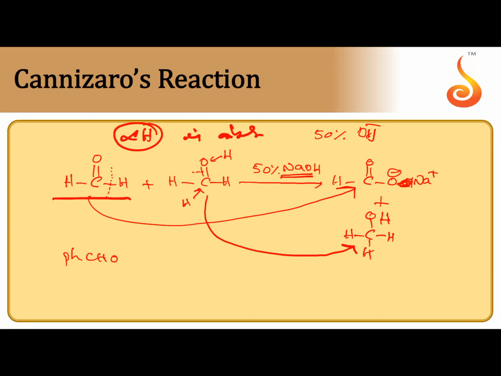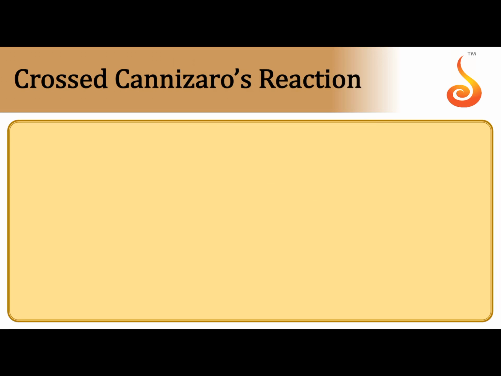Other examples: benzaldehyde also undergoes the Cannizzaro reaction. Crossed Cannizzaro reaction: when two different aldehydes without alpha hydrogen are used, such a Cannizzaro reaction is called crossed Cannizzaro reaction. Let us take formaldehyde and benzaldehyde. Formaldehyde and benzaldehyde, when they are treated with concentrated potassium hydroxide, suppose 50% KOH is used.